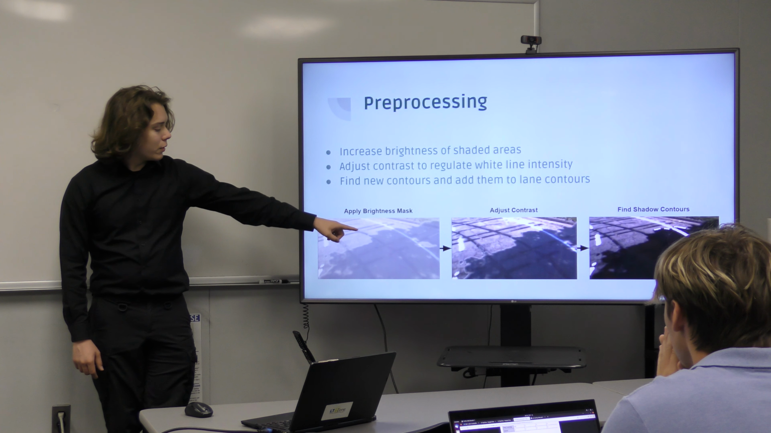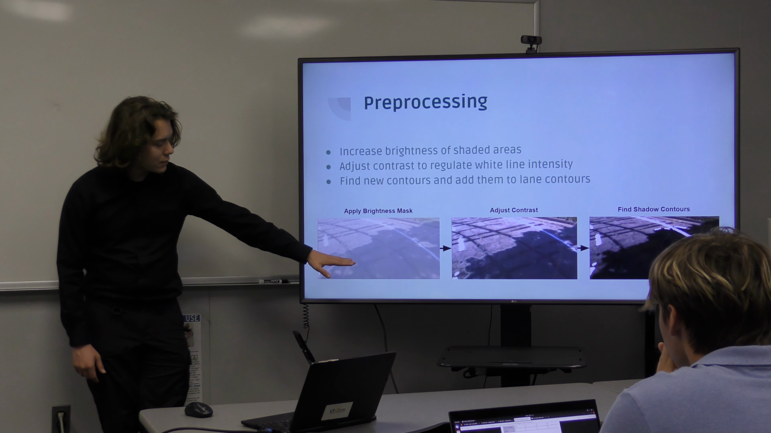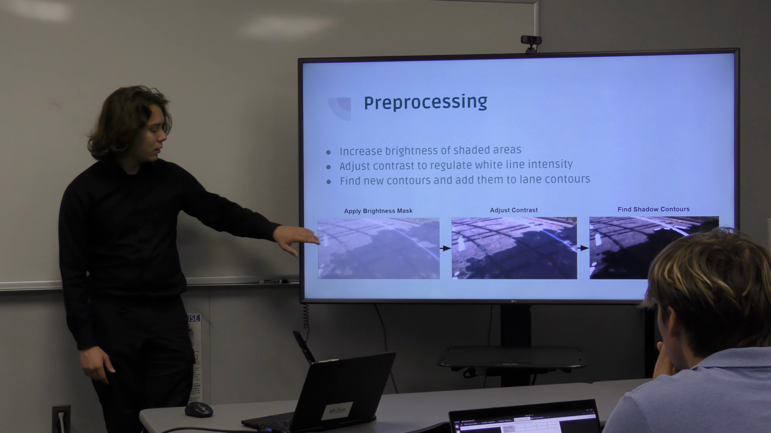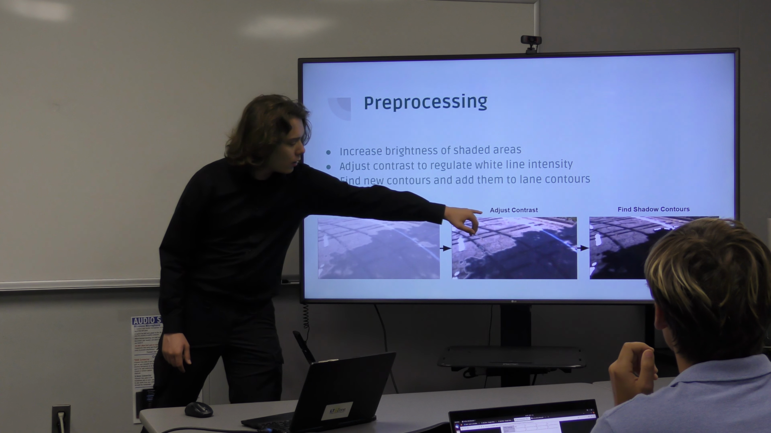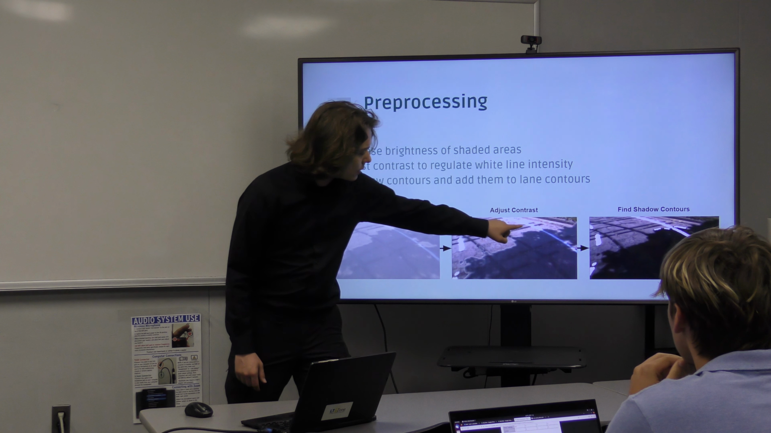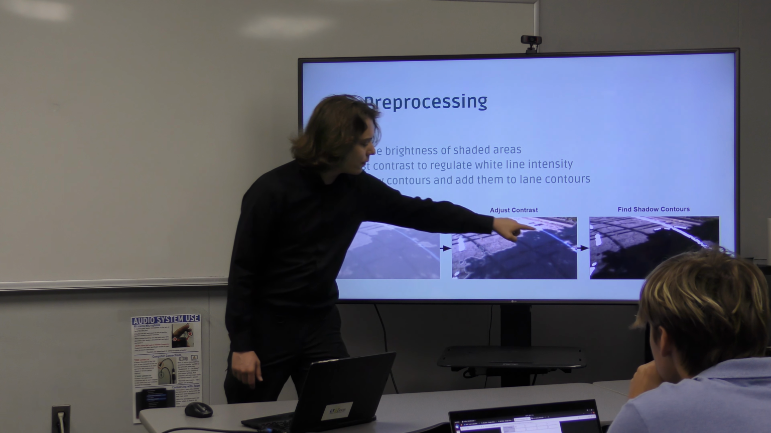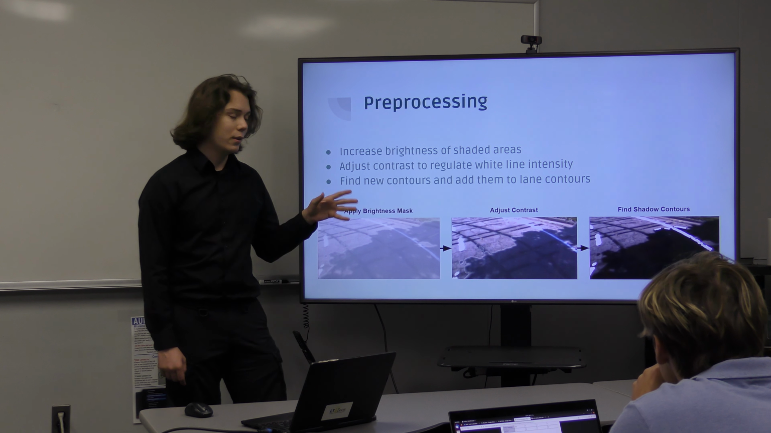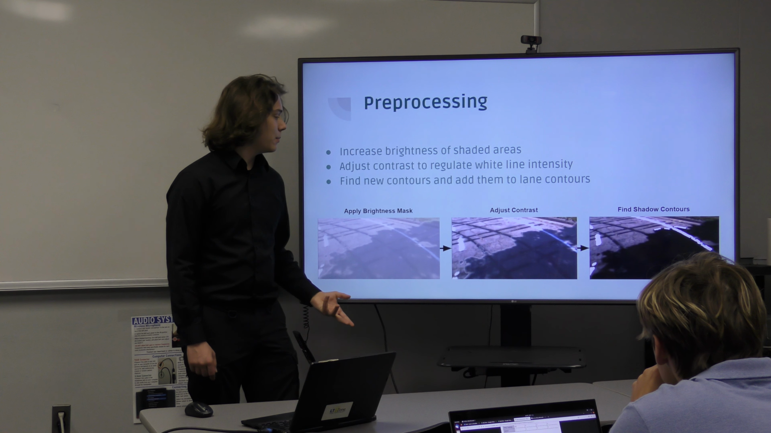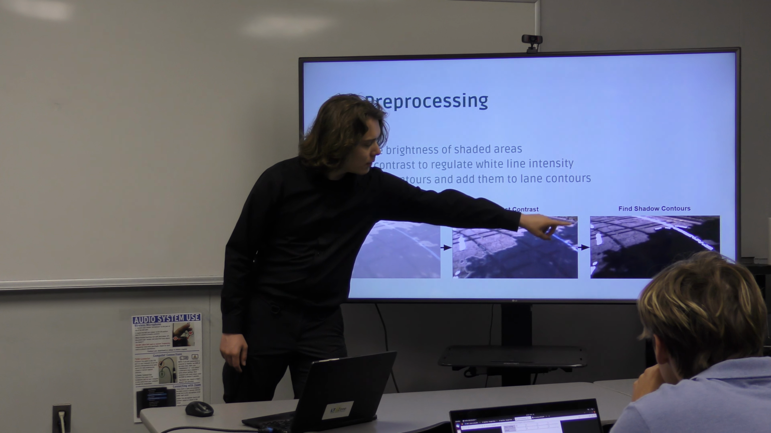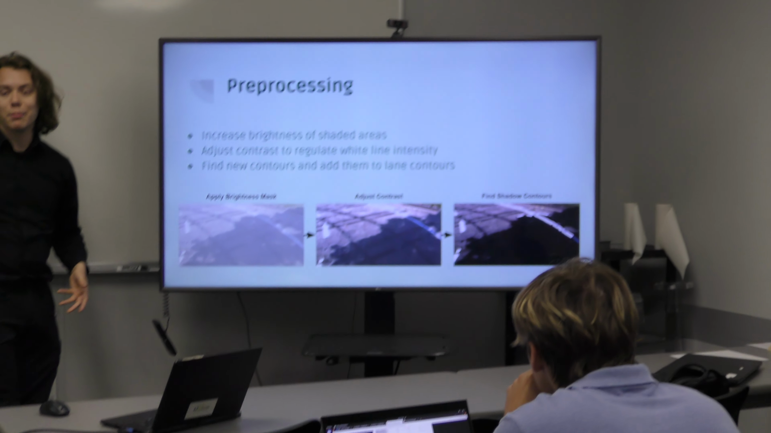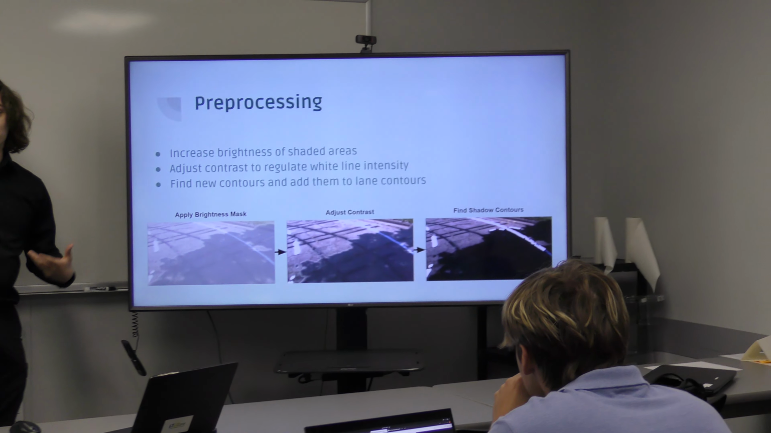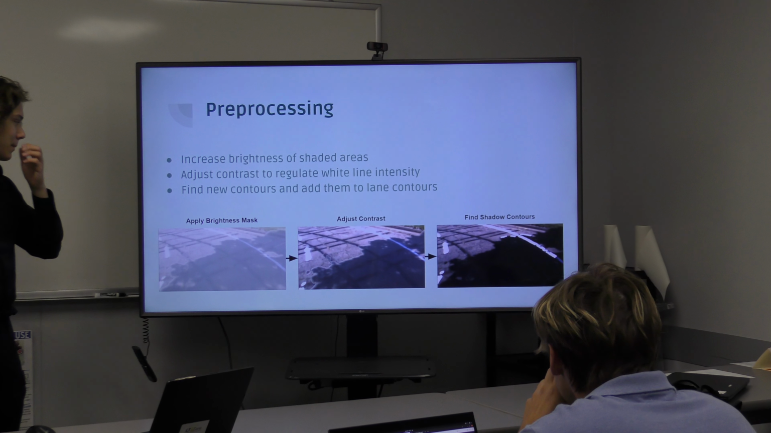So as said before, you can apply a brightness mask, bringing the brightness of the shadow back up to the approximate level of the rest of the road. You can then adjust the contrast, which gives you a significantly more well-defined white line for the program to be able to identify, and then you can find the contours in the shadows with less difficulty and more reliability than with just identifying the contours previously.